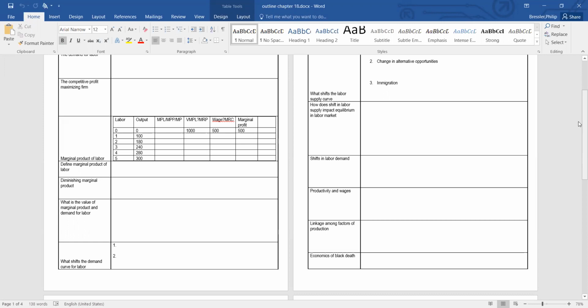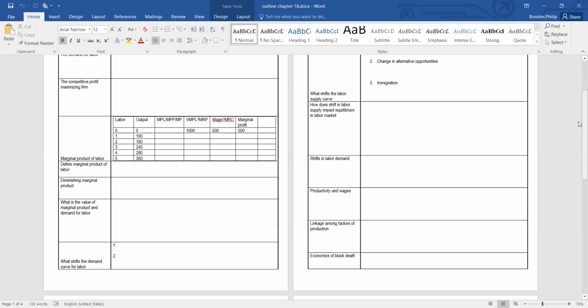What shifts the demand curve? One, output price, because if VMPL is MP times price, a change in price is going to make the VMPL increase and shift demand. Two, productivity, which is often technology, and augmented technology. Augmented technology means technology that improves the worker, not replaces the worker. So you have output price, productivity (technology).